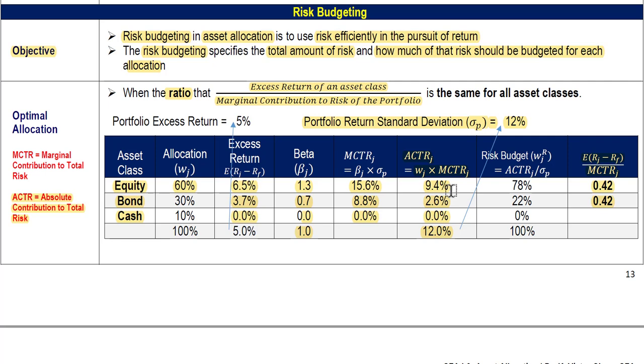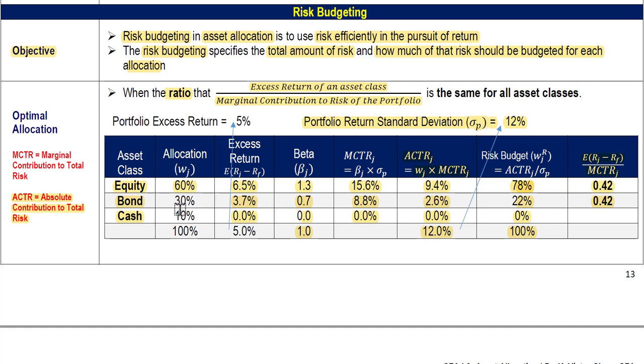So the total risk is 12%. Equity contributes 9.4% of that 12%. Therefore, equity contributes 78% of the risk for the portfolio, out of 100%. Bond is at 22%, and 0%, of course, from the cash. This is what we call the risk budget. Risk budget is what? This is a typical example.